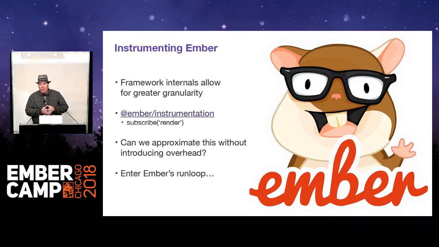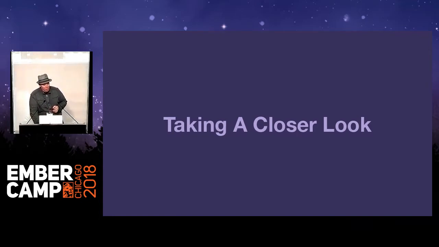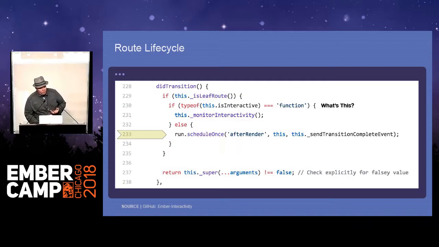So we started looking at, okay, how could we approximate this data without introducing the overhead of something like the render event? So this is where Ember's run loop came into play. So I want to really dig into a little bit of code here. Feel free to let it gloss over your eyes a little bit, but I just want to show how we approached solving this problem.